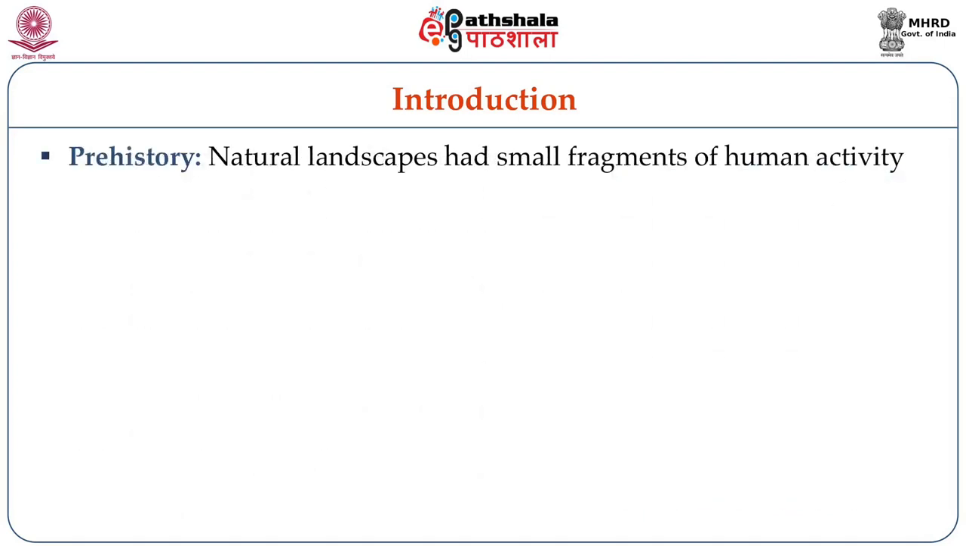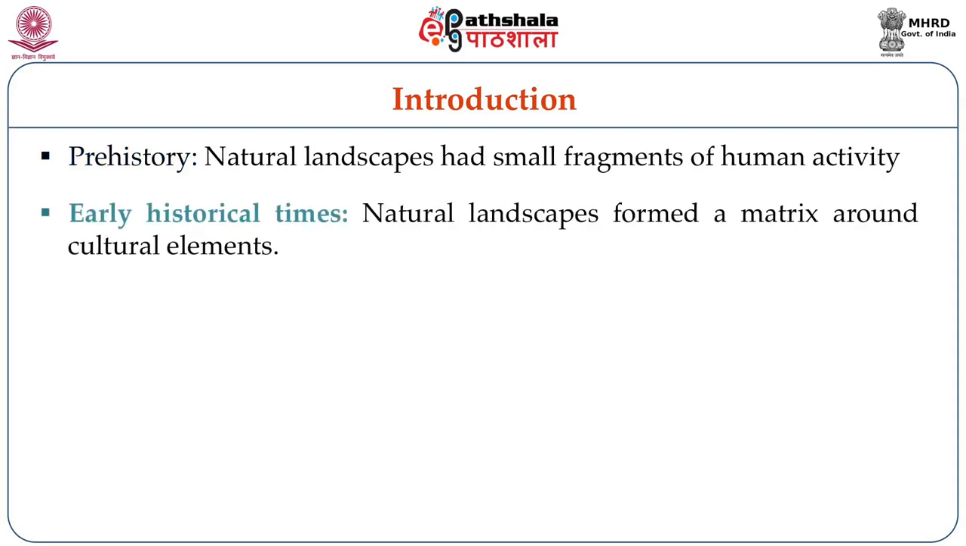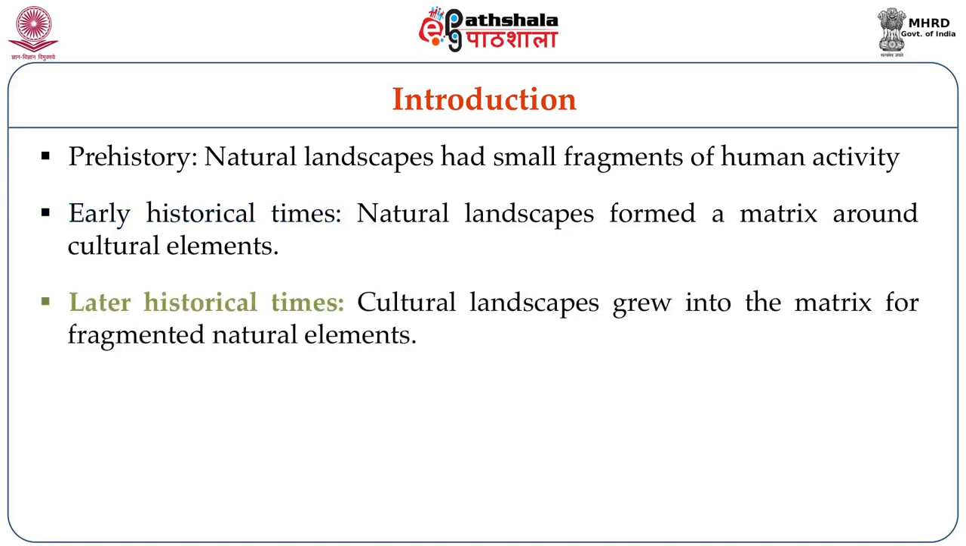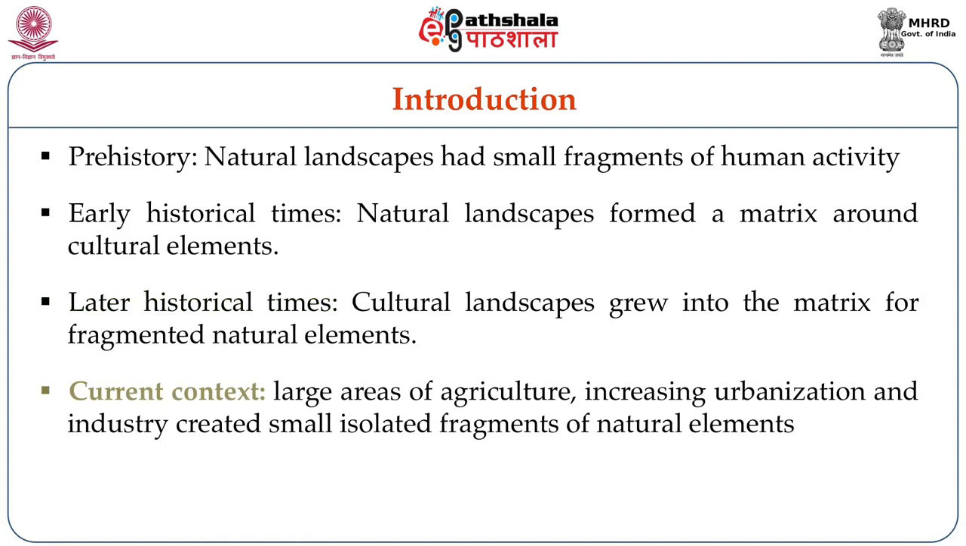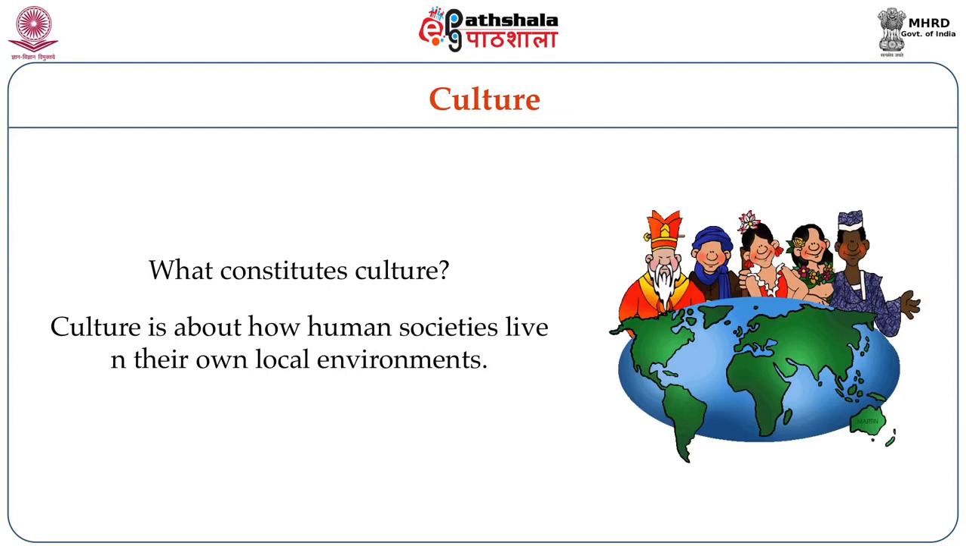In prehistory, natural landscapes were extremely wide, and the human activity was in very, very small patches. There were very small fragments in this natural landscape of forest or grassland or wetlands. In the early historical period, these natural landscapes began to shrink and the cultural landscapes began to increase. In later historical times, cultural landscapes grew into the matrix, leaving only fragments of natural landscapes behind. And in the current context, you have large areas of agriculture, growing areas of urbanization and industry, and small fragments of natural elements.